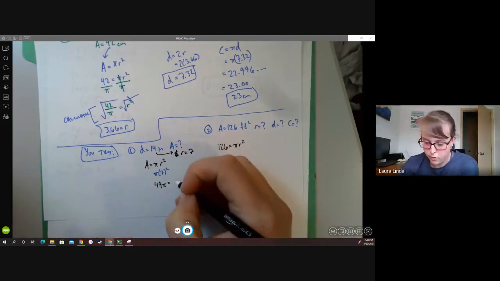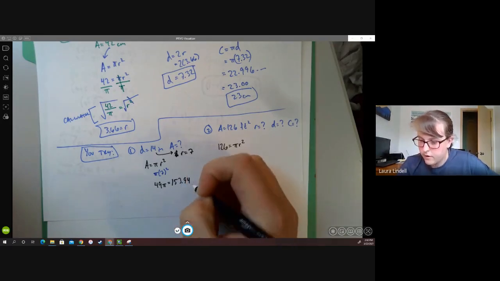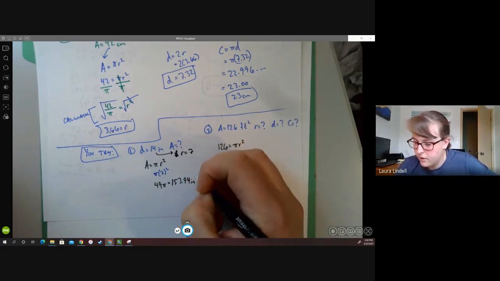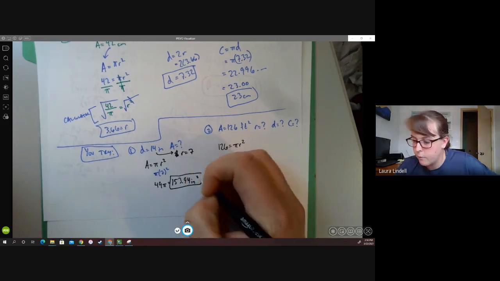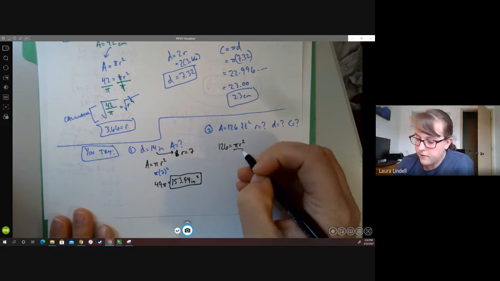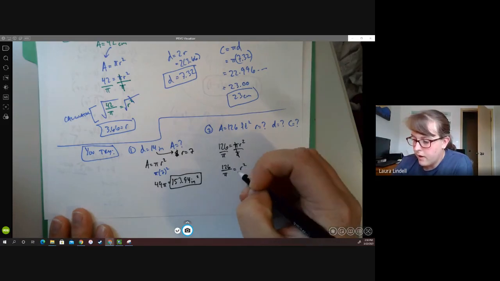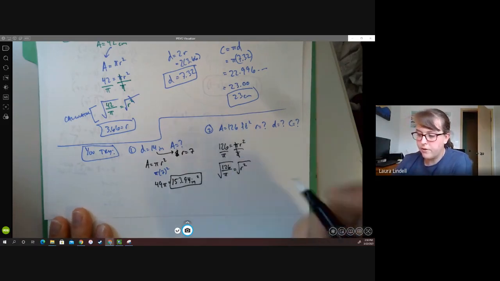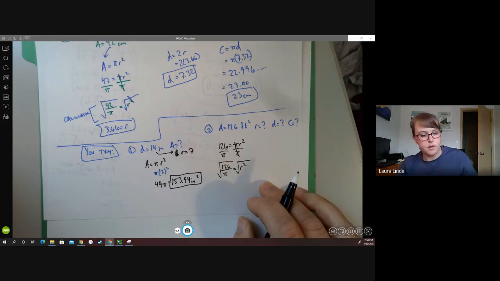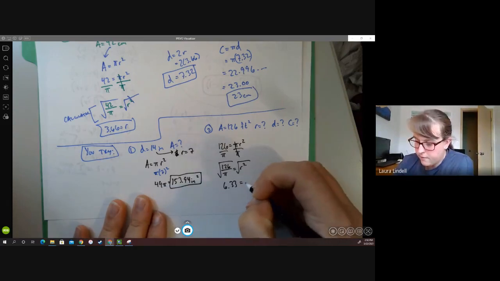Okay, since we are running short on time here, 153.94 square inches is approximately what we should get for the first one. And then for the second one, dividing by pi on both sides, and then taking the square root on both sides, we should get about 6.33 for the radius.